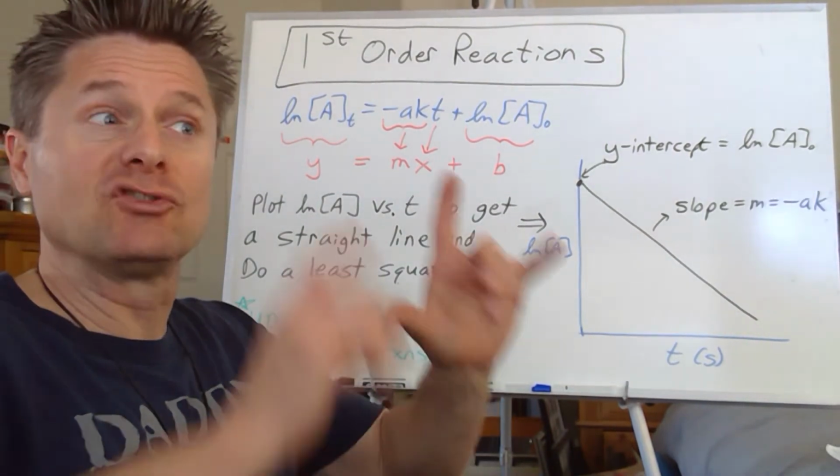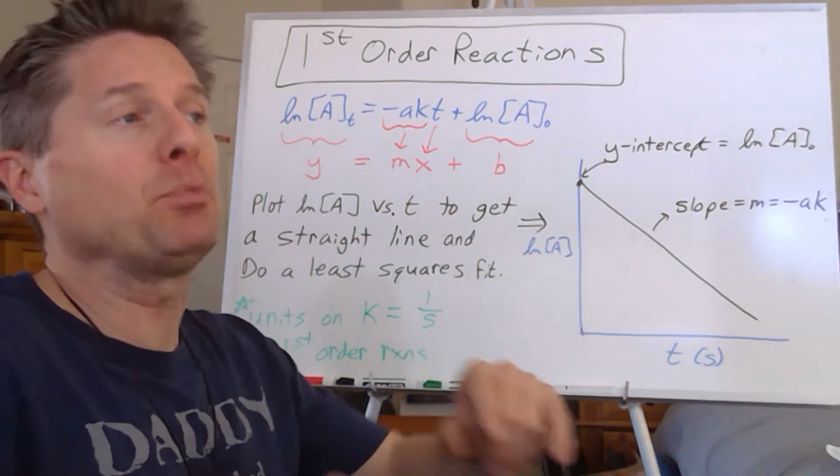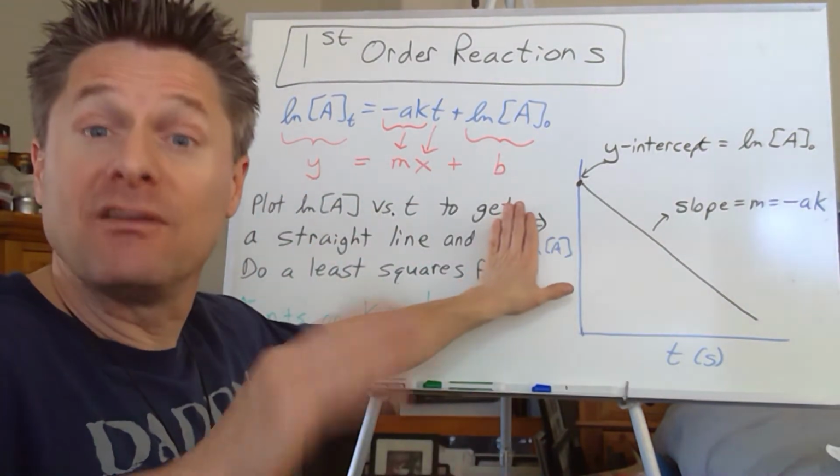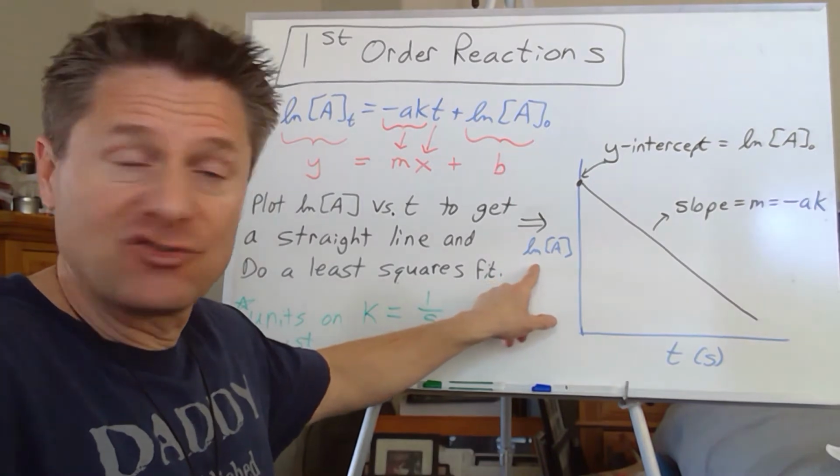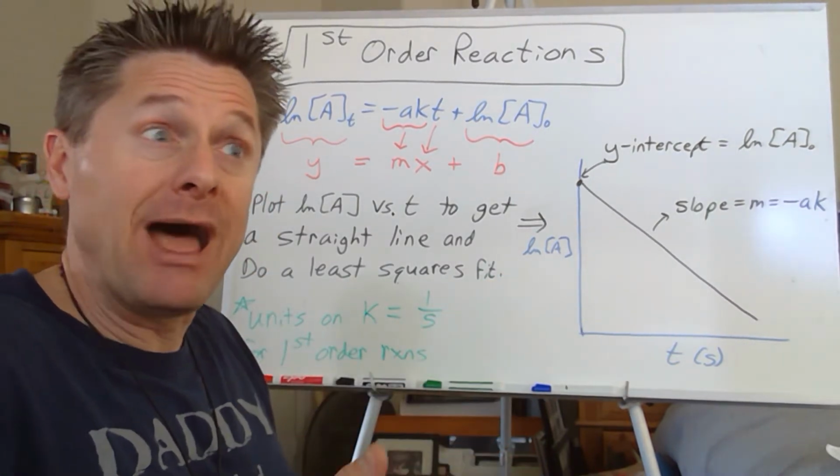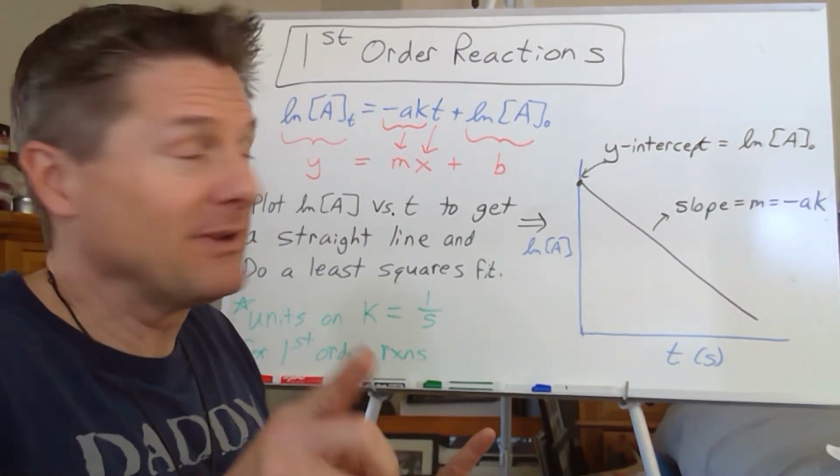Boom. And what you can do is look at the different plots. Plot concentration versus time. See if you get a straight line. If not, plot the log of concentration versus time. See if you get a straight line. If not, we'll do it for the second order, which will be a little bit different.